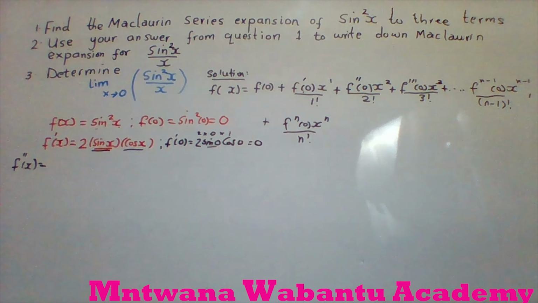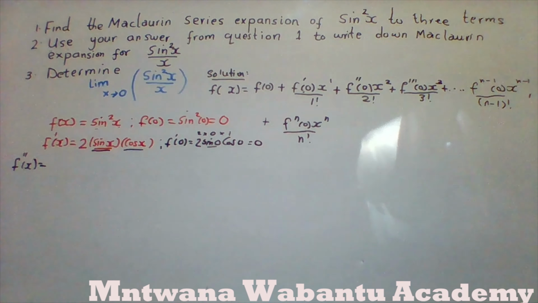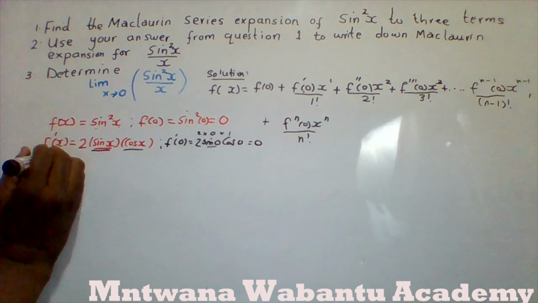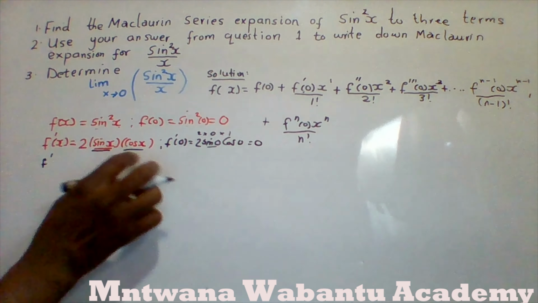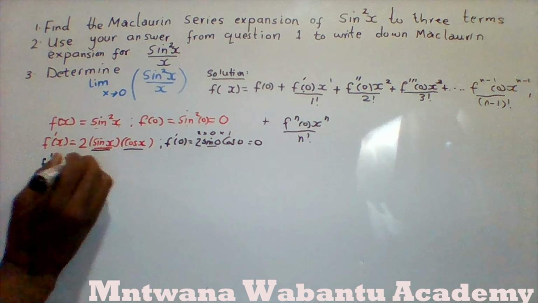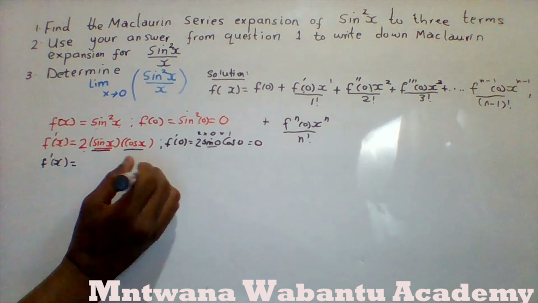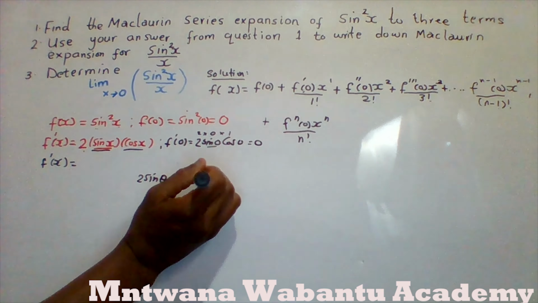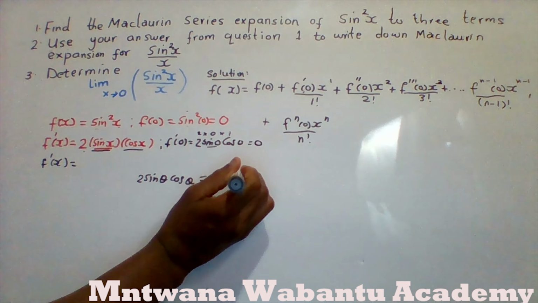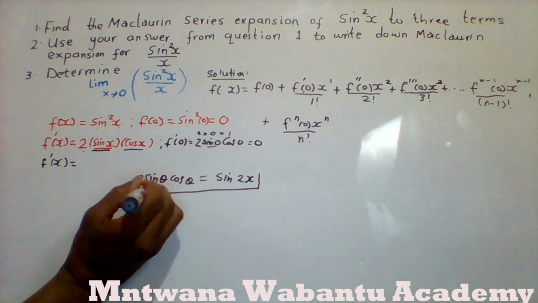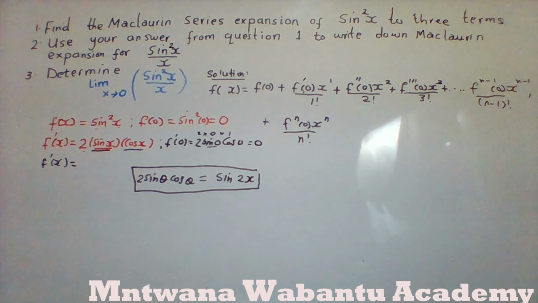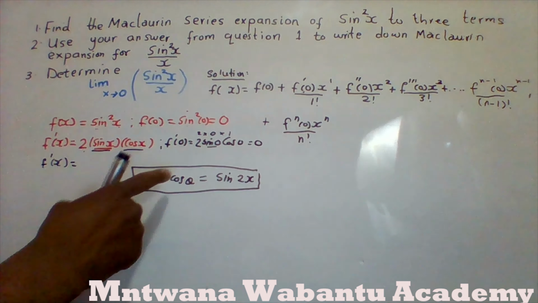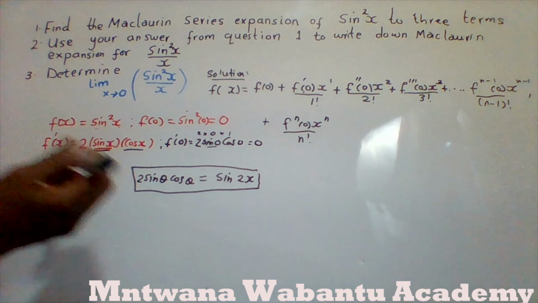Before I go to the second derivative, remember this mathematical identity. You see this one here? Even if I don't want to say 2 cosine, I say, okay, f prime, but whenever you have a 2 sine of angle, cos of angle, that's the same as sine of the double angle. You memorize this: 2 sine of angle, cos of angle equals sine of double angle.